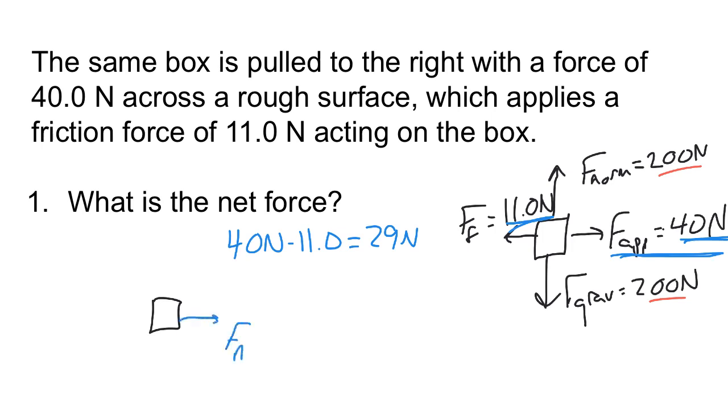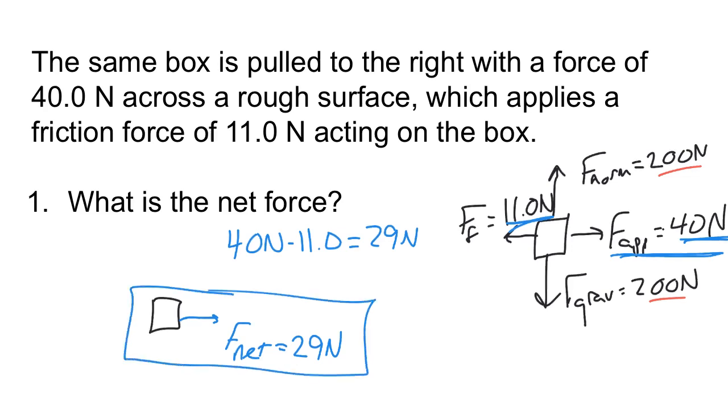Some people would say that you should keep them positive and negative. You can also do that. You can see that force acting to the left is negative force, so negative 11 plus positive force to the right of 40 is 29. Or you can just remember that 40 was my bigger one, so that my net force is going to be to the right. For our purposes, that will work fine. So my net force here is a force of 29 newtons.